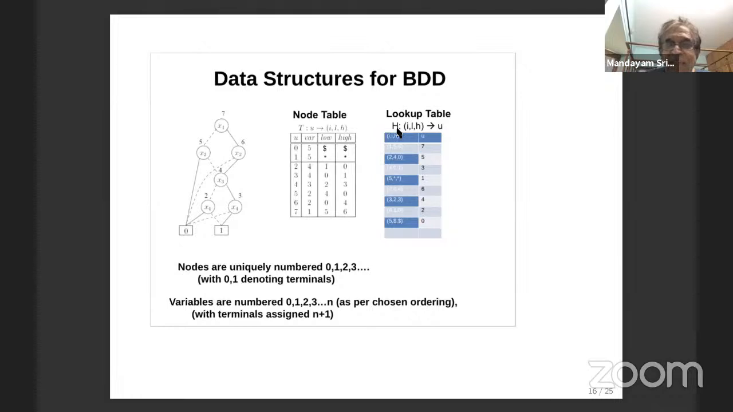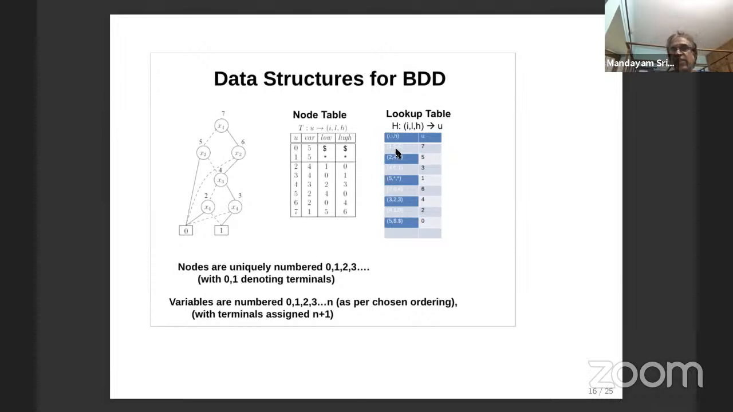And that table is constructed using a function h, because we usually use hashing for that. Given a variable i, a low and a high, that is, the unique IDs of BDDs rooted at l and h, it uses the hashing function to see what the unique ID, if any, of that BDD is in the node table. In that sense, it is the inverse.